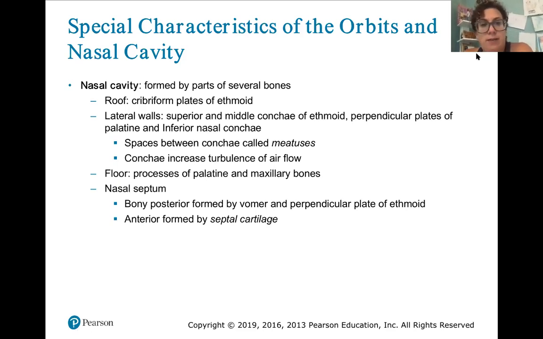And then we have the nasal cavity. So we need to know the different parts that make up the nasal cavity. The roof or the top of the nasal cavity is your ethmoid bone. Lateral walls are those concha.